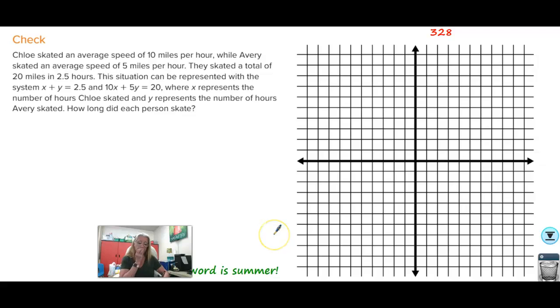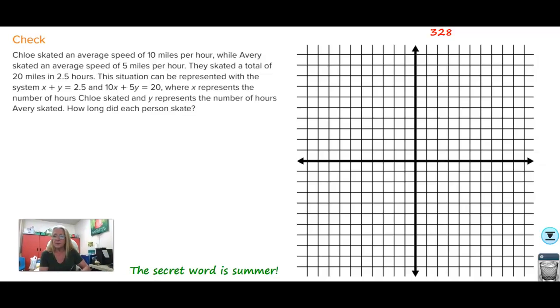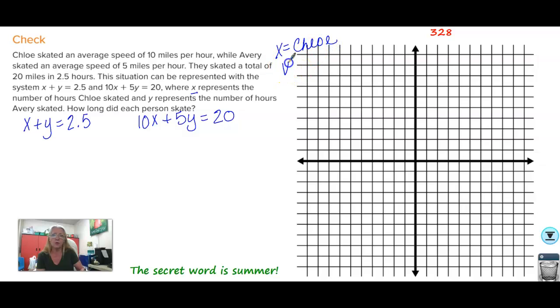Here we have another word problem, and clearly it's our last word problem because there's your secret word. But just like the previous one, they give you the equations and they tell you what x and y represent. Chloe skated at an average speed of 10 miles per hour, while Avery skated at an average speed of 5 miles per hour. They skated a total of 20 miles in 2.5 hours. This situation can be represented with the system x plus y equals 2.5 and 10x plus 5y equals 20. And it tells us x is Chloe and y must be Avery.